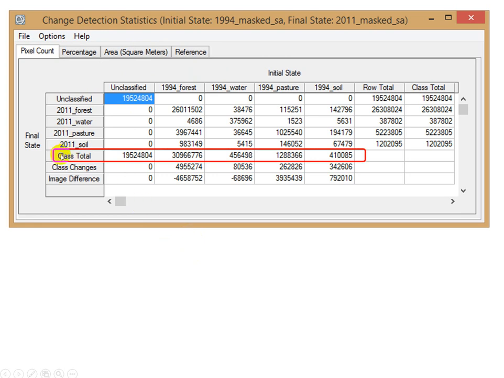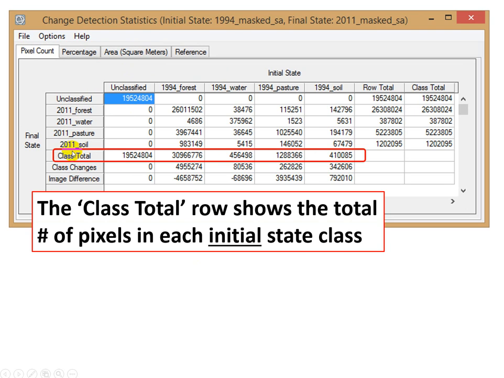First, I'd like to talk about this class total row. This class total row is the total number of pixels in each initial state class, meaning that in the classified 1994 image, the initial state, there were this many, 30 million plus pixels classified as forest. There were 456,498 pixels classified as water, and so on. That's what this class total means over here. It's the total number of pixels in the different classes in the initial state, in our case 1994.